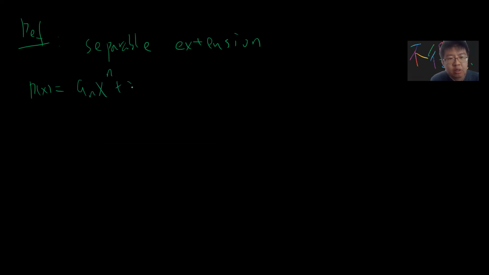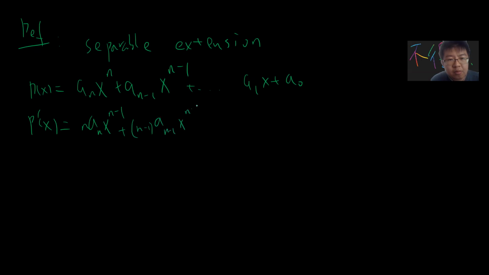So let me just introduce the separable extension. A separable extension is a simple idea, very, very simple. So recall that suppose I have a polynomial in variable x, one can write it as this. And one can take the derivative. Okay, so this is the derivative.